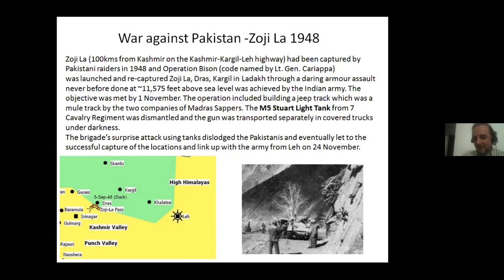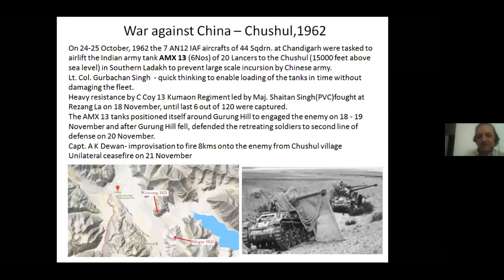The picture on the right is one from one of those tracks of a Stuart M5 tank that I've projected there. The second one is 62 at Chushul.